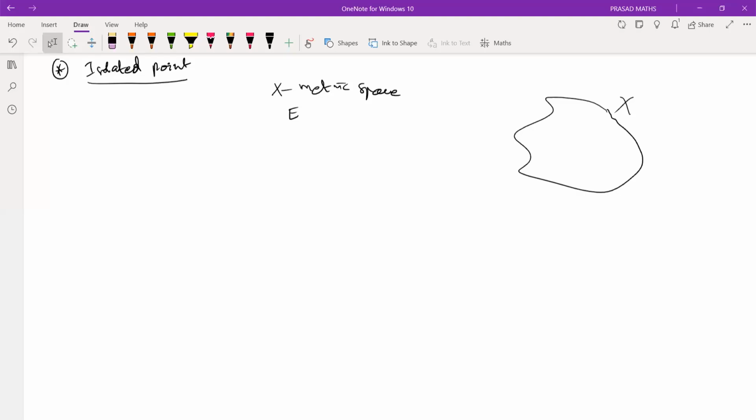Start with any metric space. A point you take in a metric space is said to be an isolated point of a set E if it is not a limit point.